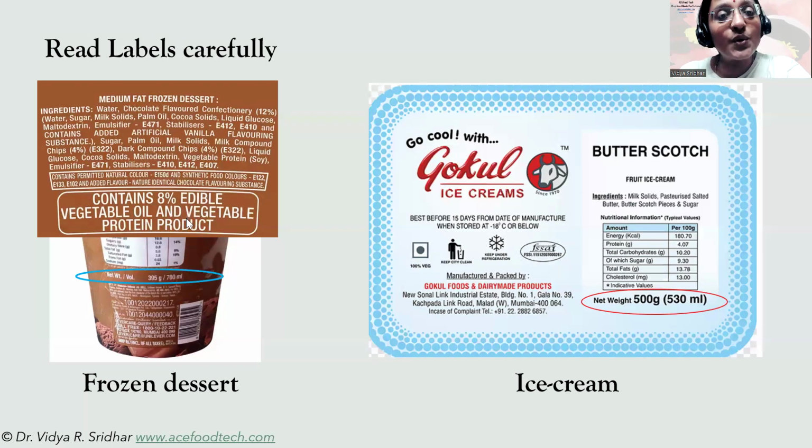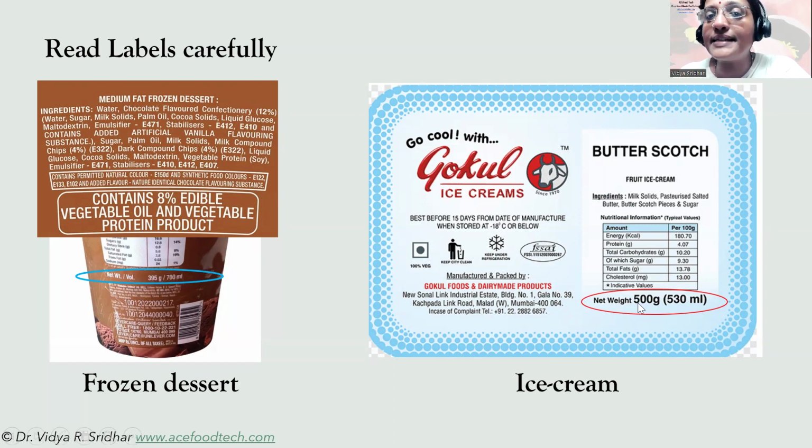Another way you will also notice is that most of these frozen desserts can incorporate a high amount of air. And how will you know that? If you look at the net weight and volume basis, you see here in the blue circle, it says 395 grams and 700 ml of volume, which means it has incorporated almost 100% air, right?